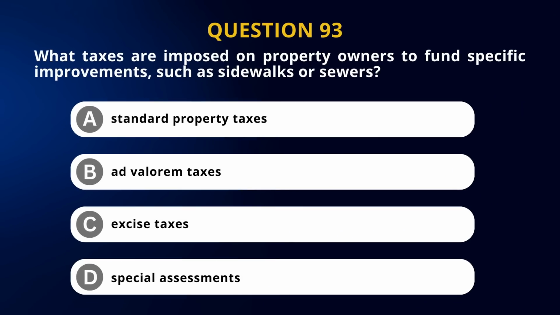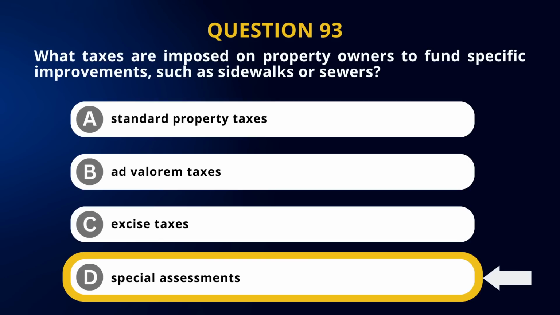Question number 93. What taxes are imposed on property owners to fund specific improvements such as sidewalks or sewers? Letter A, standard property taxes. Letter B, ad valorem taxes. Letter C, excise taxes. Letter D, special assessments. And the answer? Letter D, special assessments.